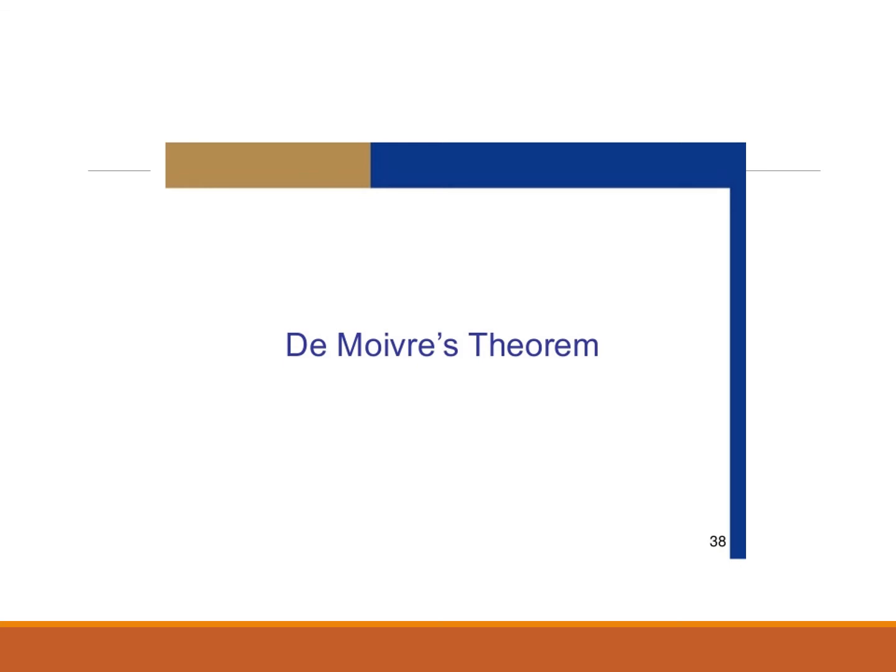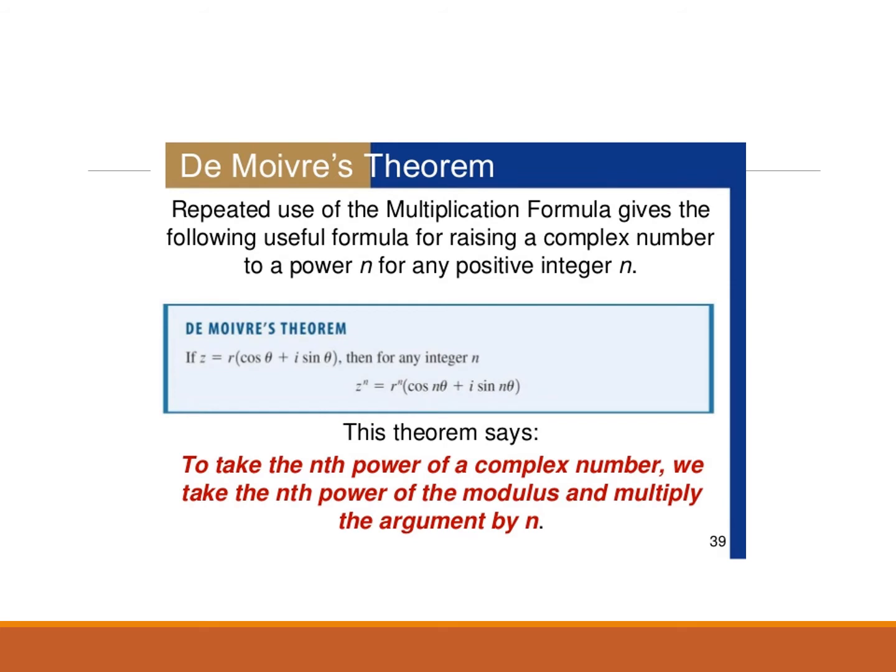In this video, I am going to explain de Moivre's theorem. According to de Moivre's theorem, to take the nth power of a complex number, we take the nth power of the modulus and then multiply the argument by n. Let's understand this whole theorem by an example.